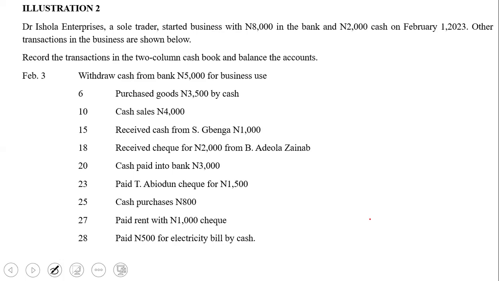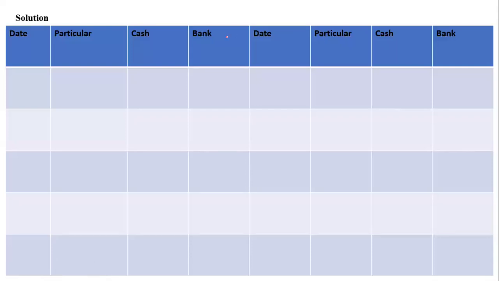Here we have Dr. Shola Enterprises. And here the record is a two column cash book. If you're having a two column cash book, this is our template. Let's fix in all that is necessary in this template. Number one, who is the owner of the account? Dr. Ishola. Then what do I have? We are asked to prepare the cash book. Don't forget the currency is Naira. Naira is very, very important.